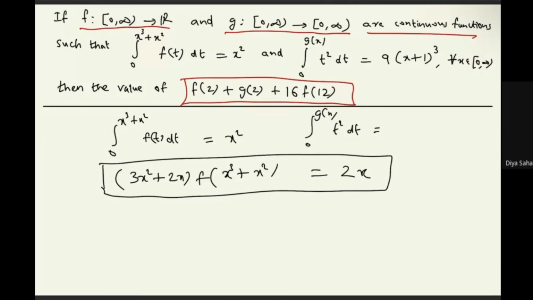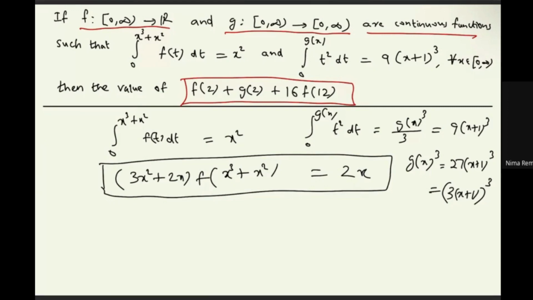What is the integral of t square? Directly you can compute it, right? T cube by 3, right? So it is nothing but g of x whole cube by 3, which is given as that integral. You don't need to differentiate or anything here. That's what I mean to say, right? Which is 9 into x plus 1 whole cube. So in other words, g of x whole cube is 27 into x plus 1 whole cube. And you know that 27 is 3 cube. So you can directly write it.